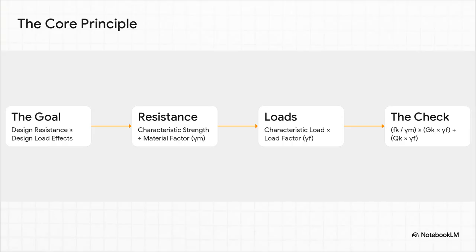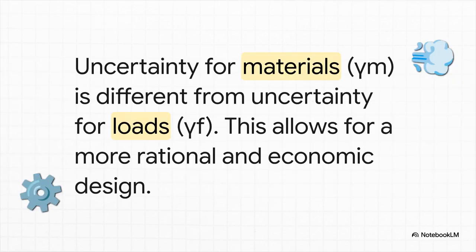Okay, this looks a bit like math, but the core principle is actually super simple. The goal is easy. The building's resistance has to be greater than the load trying to break it. Simple, right? But the genius is in how we calculate those two sides of the equation. For the resistance side, we take our already cautious material strength and we make it seem even weaker by dividing it by a safety factor. Then, for the load side, we take our best guess of the forces and we make them seem even stronger by multiplying them by another safety factor. So you see what's happening? We're designing for weaker materials and stronger loads at the same time, creating this powerful safety buffer right in the middle.